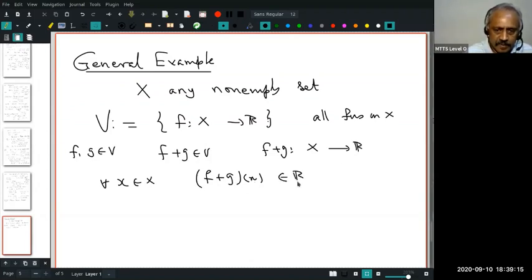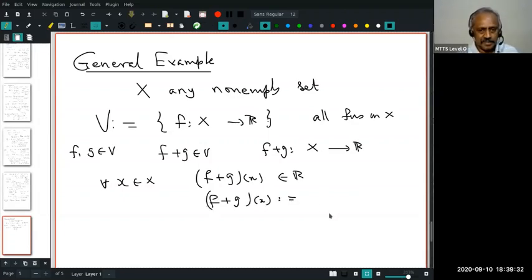Now, f is a function from X to R. f(x) is a real number. g is a function from X to R. Therefore, g(x) is a real number. Now, what should be the natural way of defining f plus g at x? We are defining. You understand that? Many students do not appreciate. Given I know how to add two real numbers, now you gave me two functions, I want to add them.